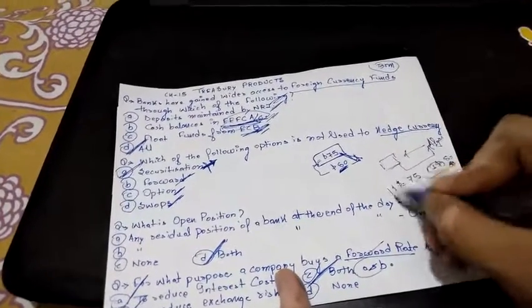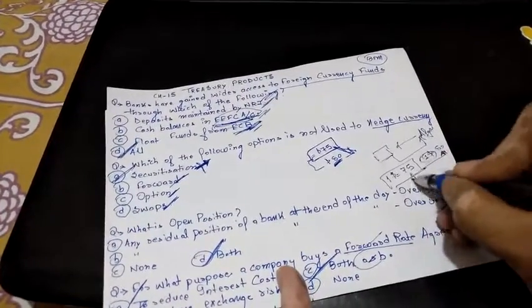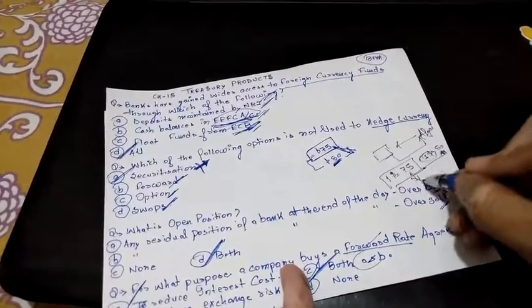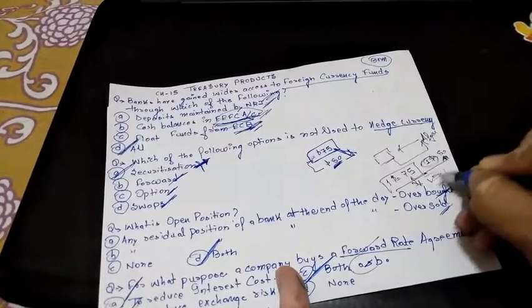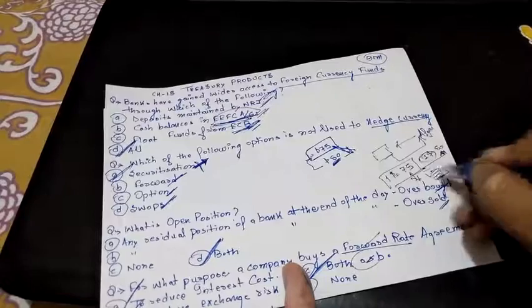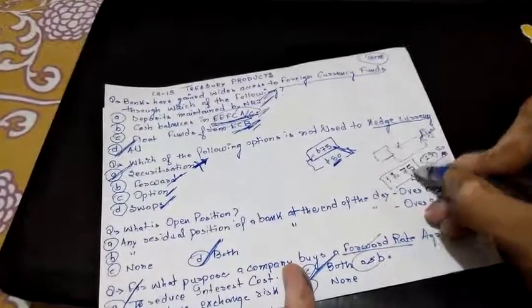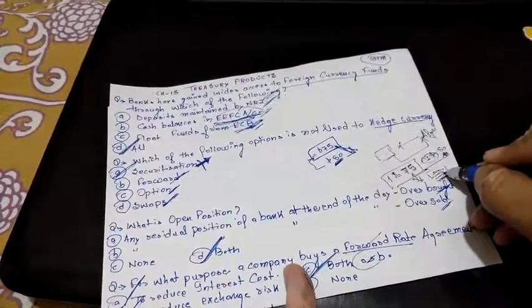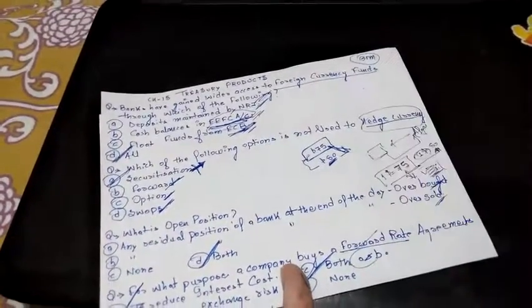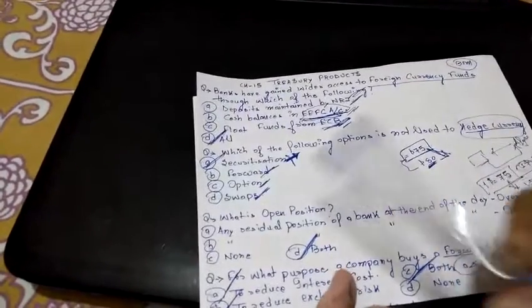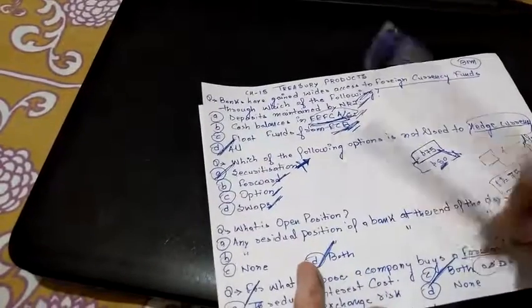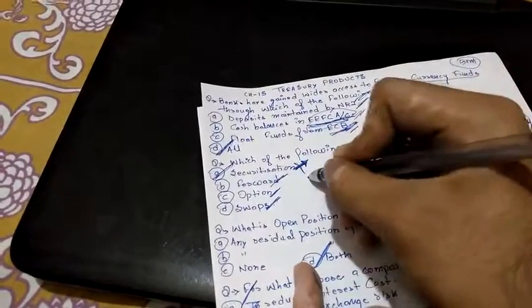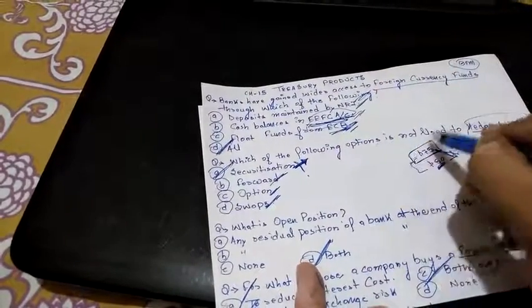So what you do, at present, is go into a forward contract, and in this contract, you sign that after 3 months, I will buy the dollar at the rate of 75. So this agreement is nothing but protecting the currency. That is called the hedging of the currency. So what are the options to hedge the currency? Option A is securitization. It is asking which of the following is not an option.